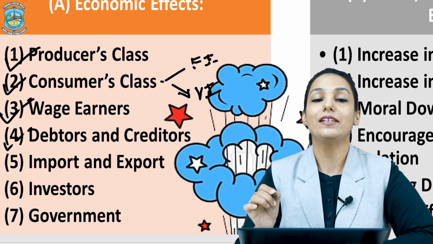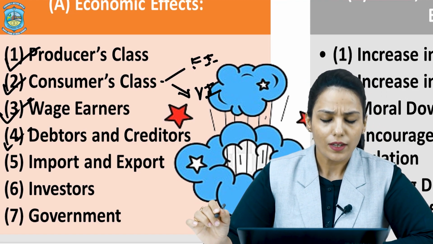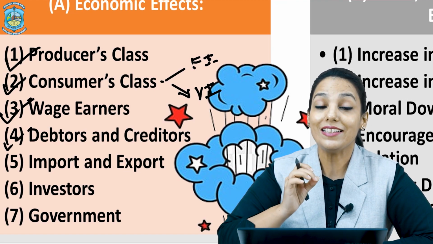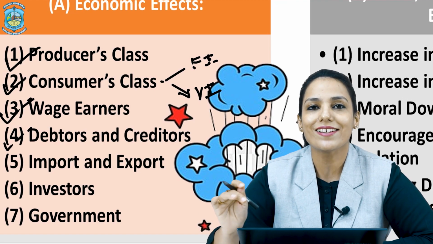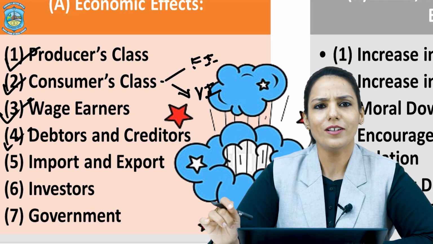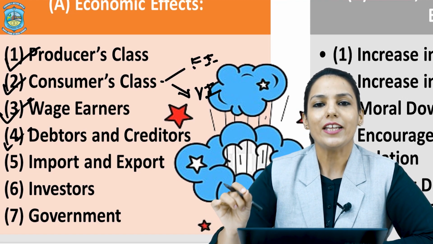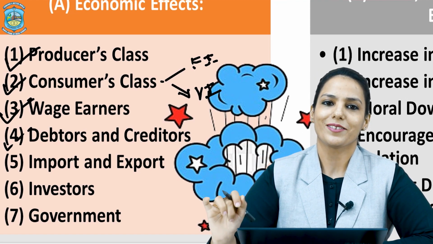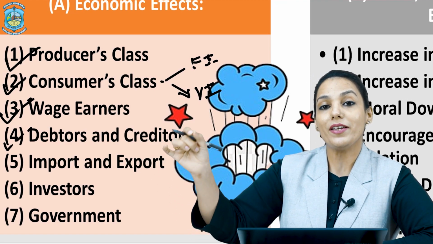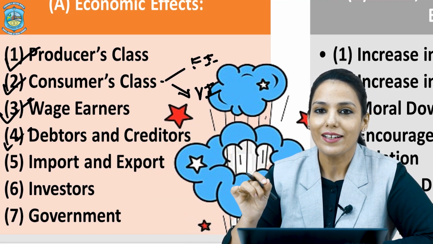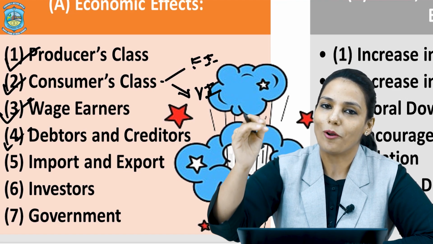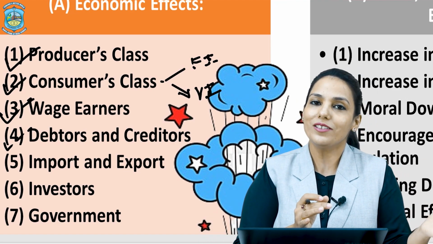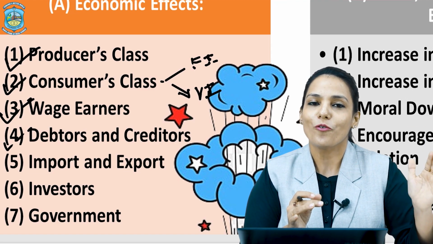Fourth category is the debtors and creditors. The debtors benefit in inflationary situation while the creditors suffer. Why do they suffer? Because in inflation, the purchasing power of money decreases. So, when creditors will be getting back their money, the purchasing power had already been decreased and the debtors have already enjoyed the goods and services that they have purchased from this money.